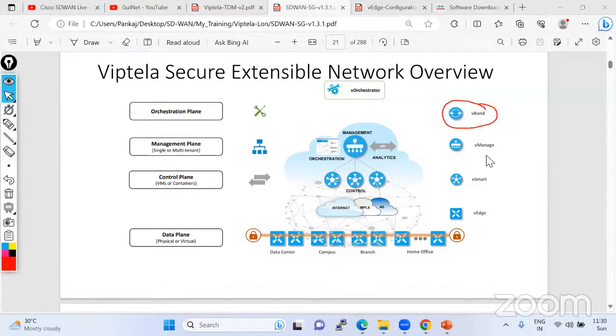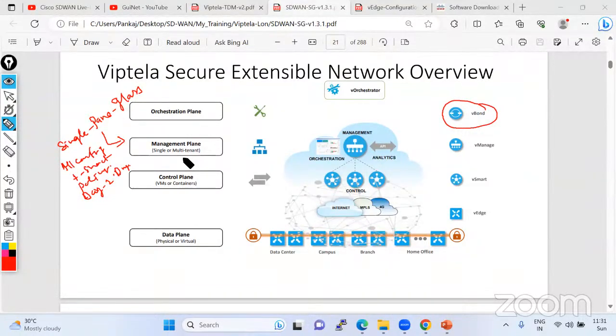Coming to the vManage, right? So vManage is the single pane of glass. That means by sitting in this vManage, you can basically do all configuration of the devices, all troubleshooting, policy creation, any kind of day-to-day activity, reporting and everything, right? You can do it via the vManage. So it is a very powerful tool, this single pane of glass. By sitting on this vManage, you can do all your things: management, configuration, troubleshooting, logs, reports, whatever you want to do.